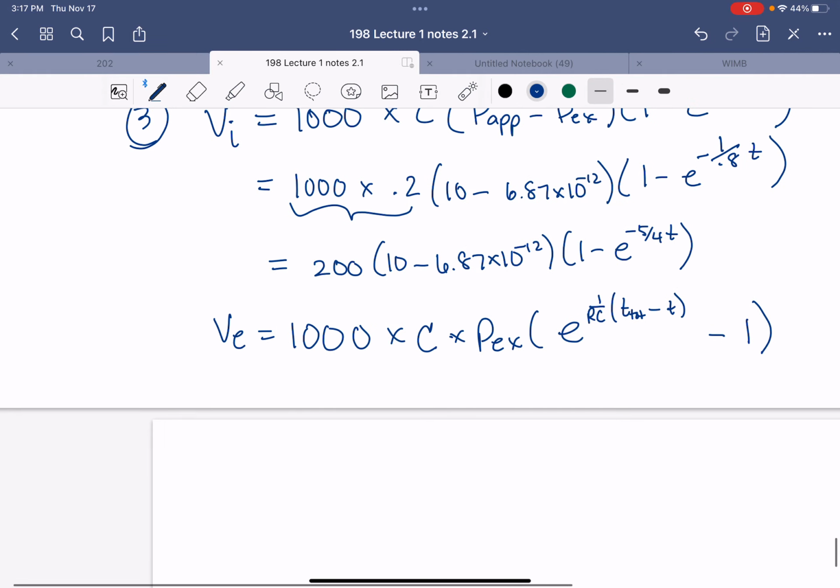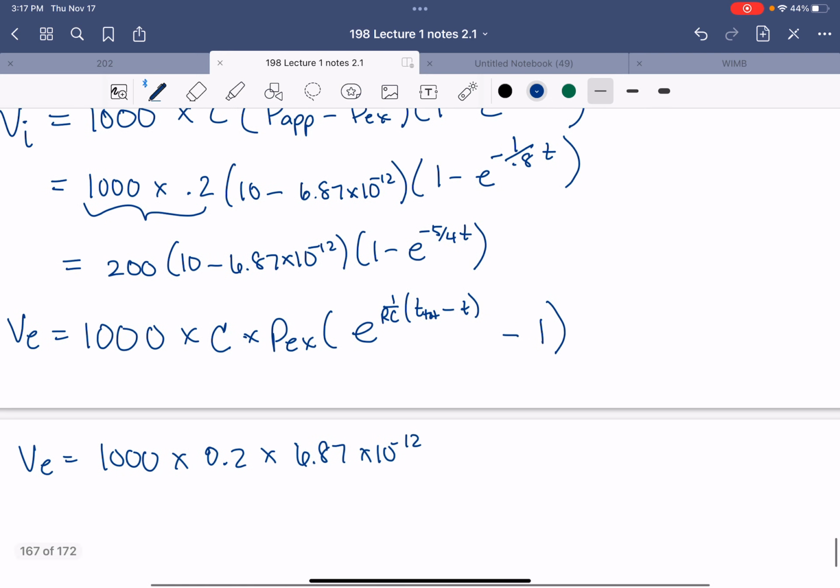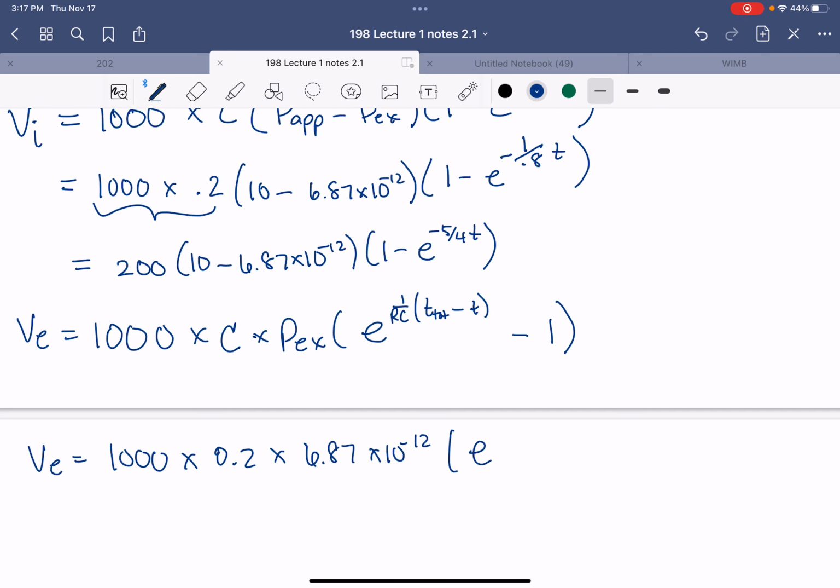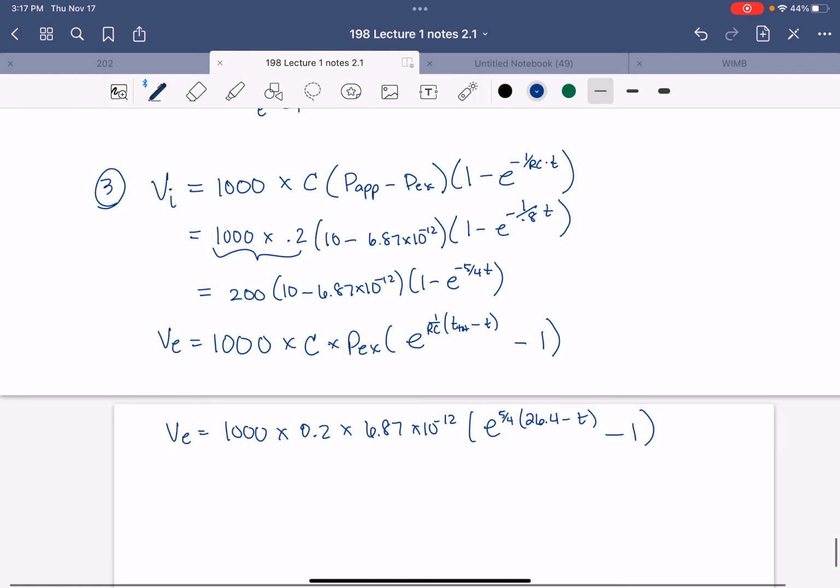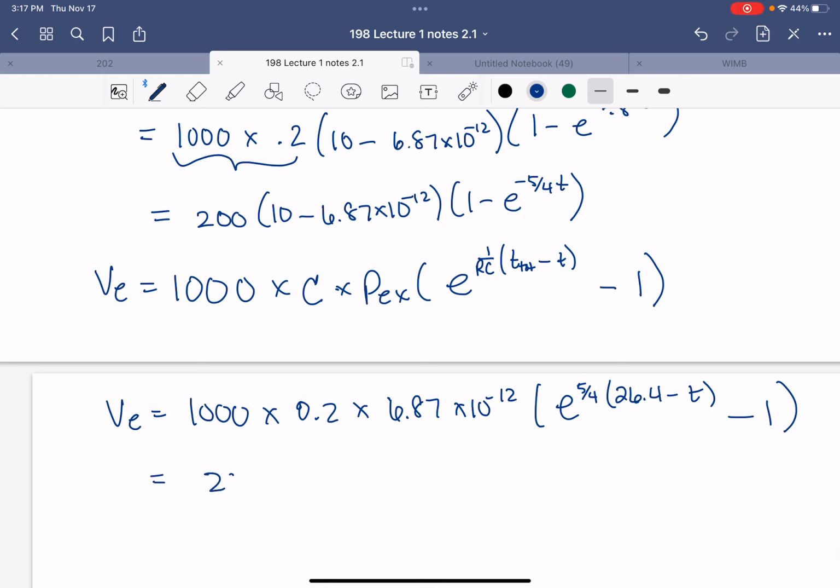Underneath that one, my VE will turn out to be 1,000 times 0.2 times 6.87 times 10 to the negative 12 times e to the 1 over RC, which we said above was 5 over 4, times my t total of 26.4 minus t, minus 1. And you can simplify a little bit if you like. This again is the 200 times the 6.87 times 10 to the negative 12 times e to the 5/4 times 26.4 minus t, minus 1.